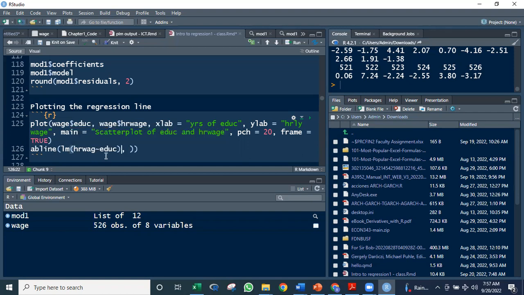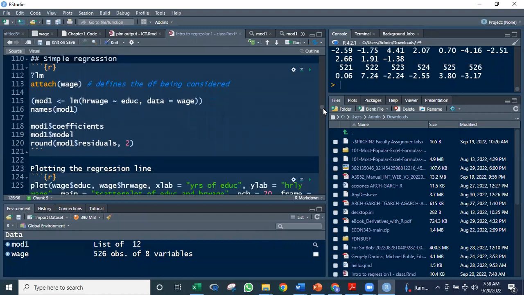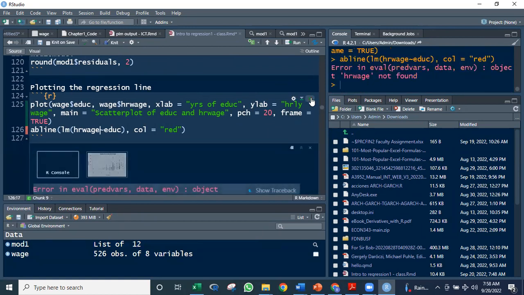Okay, we have to close this. And then we can color, let's make it red. For red, for the color, we have to close this, okay, 1, 2, so only one. All right, so this is the code that we use for plotting. So you will have two plots here. One is the scatter plot for hourly wage and education, and the other is the regression line. Let's run this code chunk. Okay, I'm missing something here. I forgot to put data is equal to wage. Okay.